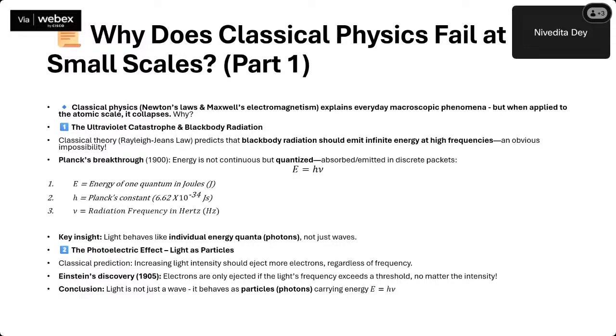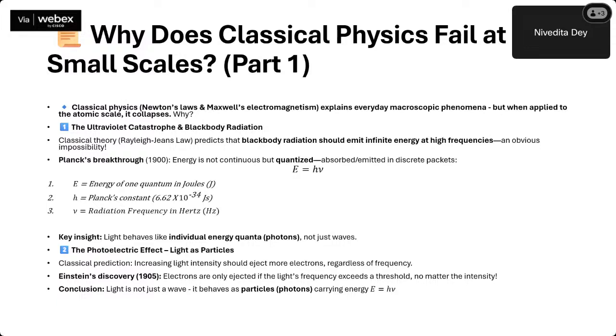of energy. h is Planck's constant, which has a particular constant value. It's an approximate value. It will be, I guess, 6.634 or something. Just an approximate value I've given here. And nu is the radiation frequency in hertz. So it states that energy is not continuous, but it is quantized.